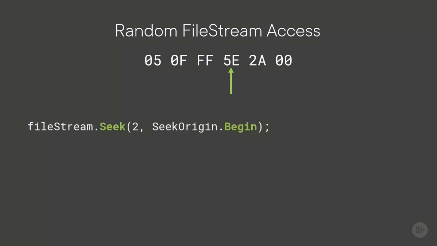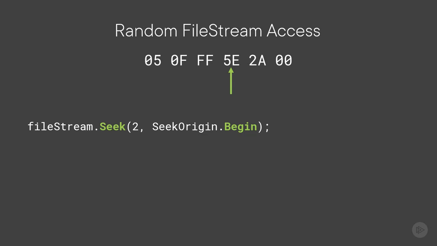In addition to setting the position property, we can also use the seek method to randomly access the file. The seek method takes 2 parameters. The first is the offset, and the second is a seek origin. In this example, we're specifying a seek origin of begin, and that means that the offset will be calculated from the beginning of the file.